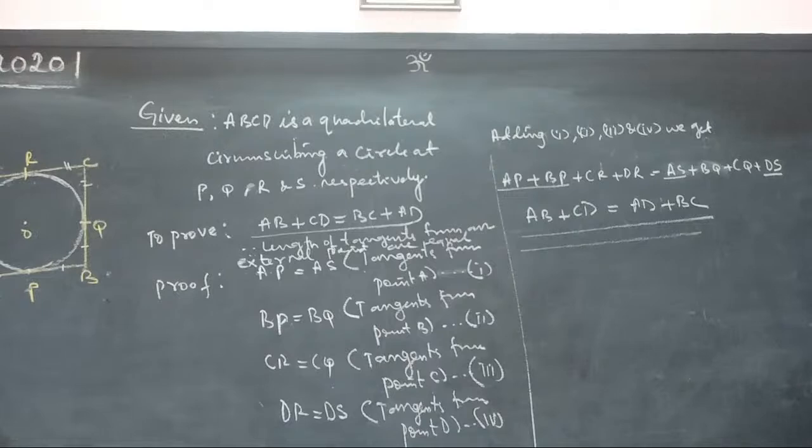Question number 12 from the worksheet. O is the center of the circle. PA and PB are tangents to the circle from the point P. Prove that AOBP is a cyclic quadrilateral. It is also a textbook question.